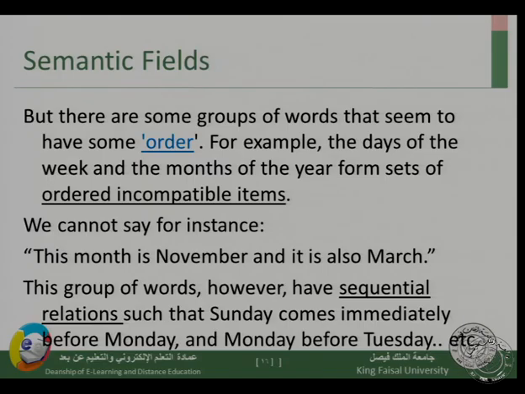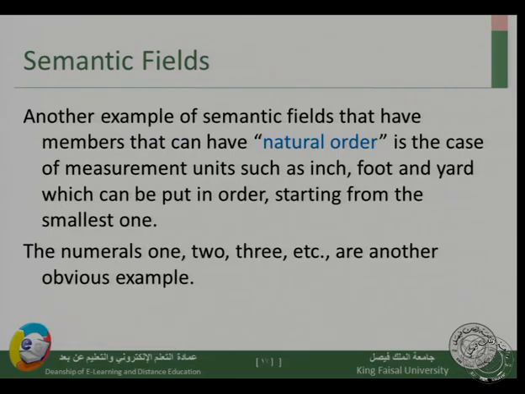You can make a list and you order them according to a natural way of order. So you start from January, February, March, April, and so on. You can order the months of the year in a particular order. So we cannot say, for instance, this month is November and it is also March. As I said, they are incompatible. However, they have sequential relations to each other. So Sunday comes immediately before Monday, Monday before Tuesday, and so on.